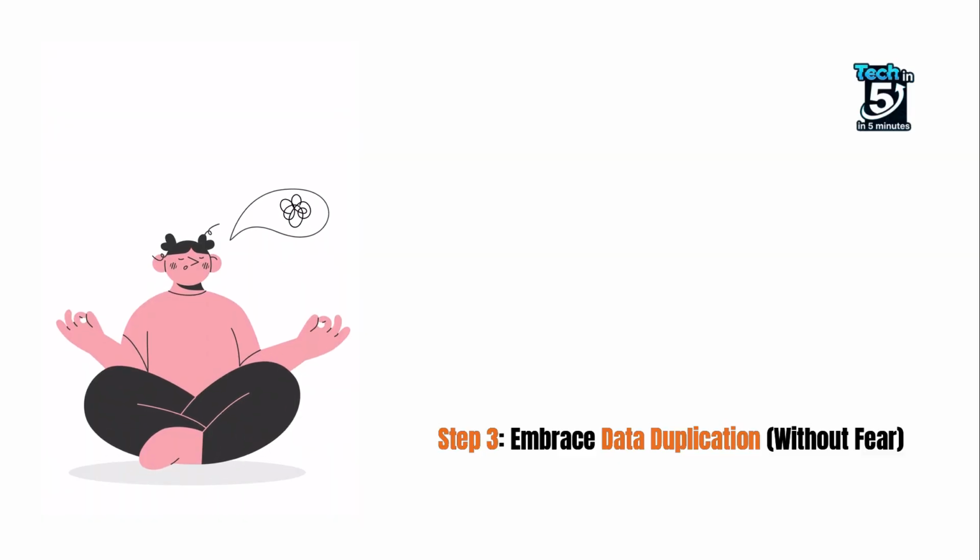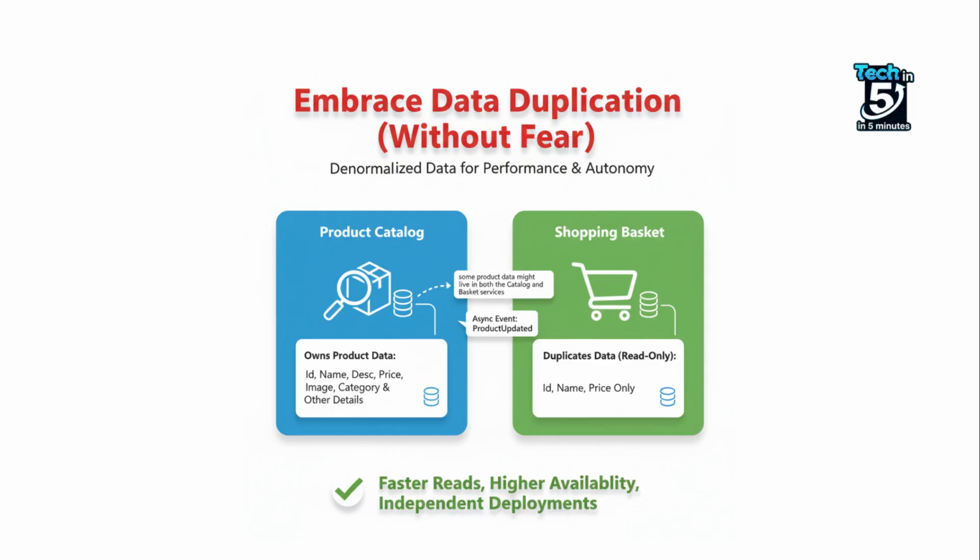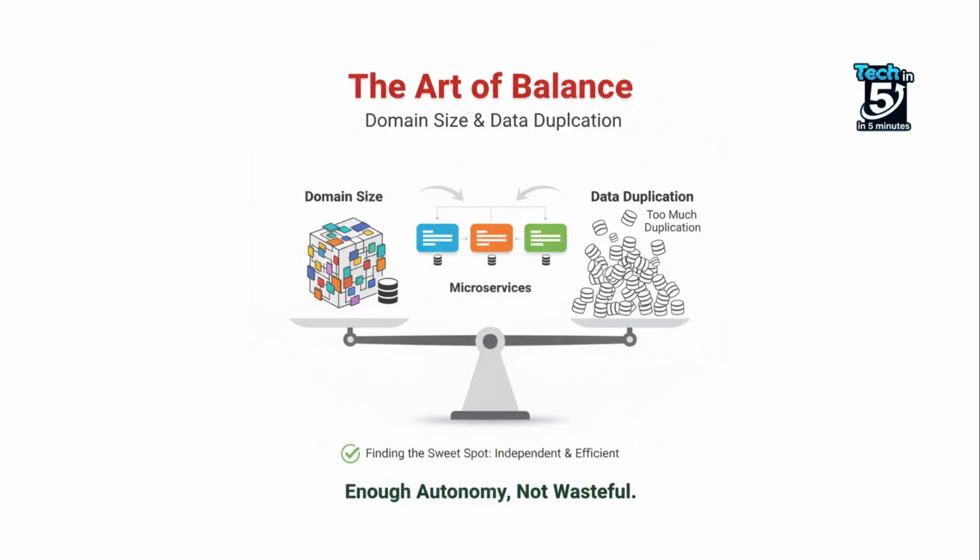Step 3. Embrace data duplication without fear. In a microservice world, each service owns its data, its own database. That means duplication happens, and that's perfectly fine. Why? Because sharing one central database across services makes you monolithic again. So yes, some product data might live in both the catalog and basket services. But the trade-off gives you independence and resilience. The art is finding the right balance between domain size and data duplication.